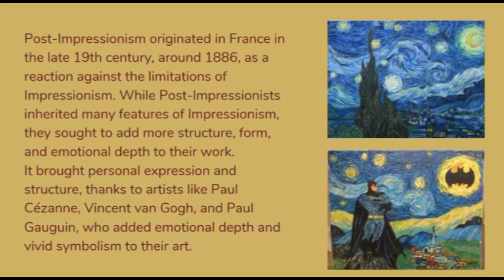Post-Impressionism originated in France in the late 19th century, around 1886, as a reaction against the limitations of Impressionism. While Post-Impressionism inherited many features of Impressionism, they sought to add more structure, form, and emotional depth to their work. It brought personal expression and structure thanks to artists like Paul Cézanne, Vincent van Gogh, and Paul Gauguin, who added emotional depth and vivid symbolism to their art.